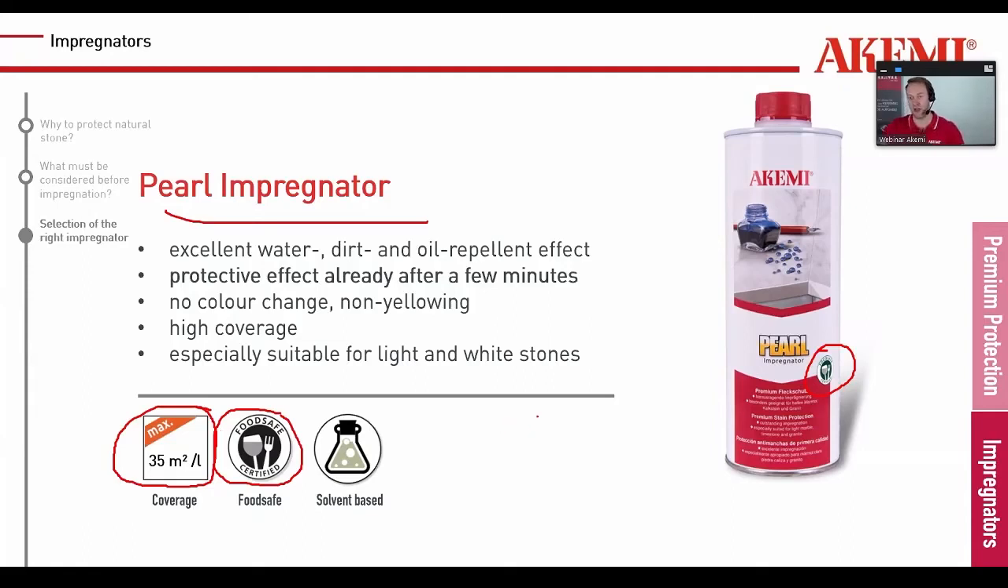But maybe the biggest difference between a standard impregnation, because, when you remember, I told you earlier, usually you have to wait 24 hours till a sealer or impregnator develops its protective effect. And with this pearl impregnator, you have already the first effect after a few minutes. Let's say 20 to 30 minutes, you see already some repellence effect. And it's fully cured after approximately 3 hours.